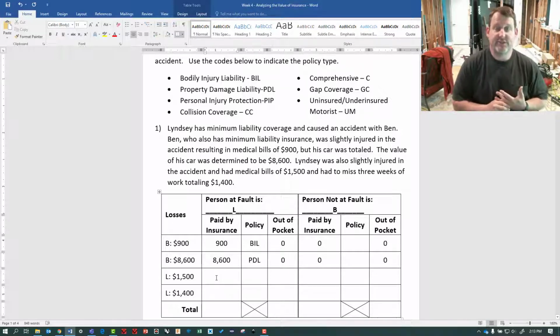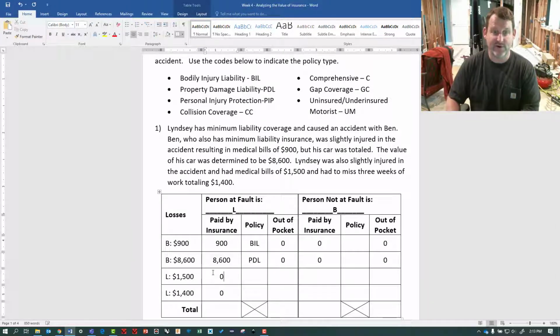Now Lindsay, because she has liability coverage and she was at fault, her insurance won't help pay for any of her stuff at all. So paid by insurance is 0 and 0 for her costs. She's just out that money. Her out-of-pocket then is $1,500 and $1,400. If we look at this, she's going to have to pay $2,900 of out-of-pocket expenses, and her insurance is going to pay, what is that, $9,500 for her. Now Ben doesn't have to pay because he wasn't at fault. He's not going to pay for any of Lindsay's injuries or property damage or loss of wages.